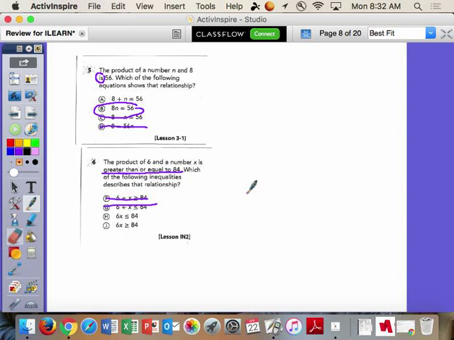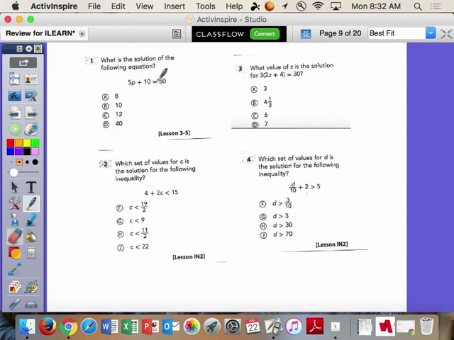Okay? Looking at the next page. These are 2-step equations. So what do we do with our 2-step equations? Draw our line, circle our term with our variable. What do I need to do on both sides? Subtract 10. What's happening in between the 5 and the p? They're being multiplied. The inverse is divide. And you should get 8.